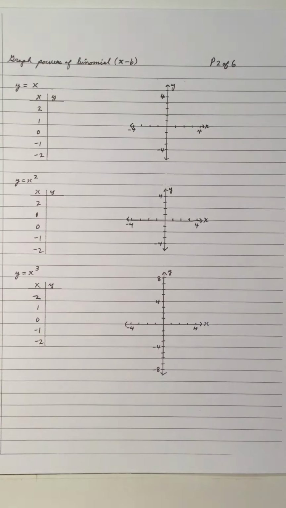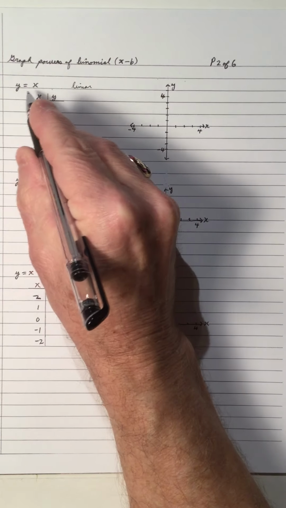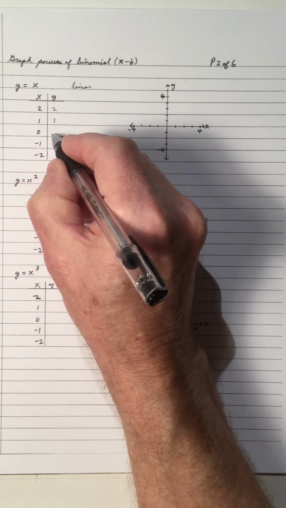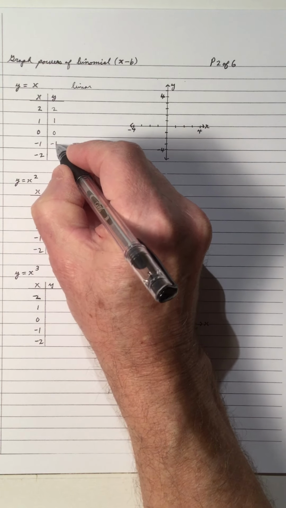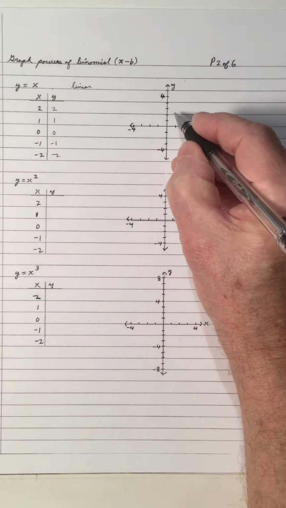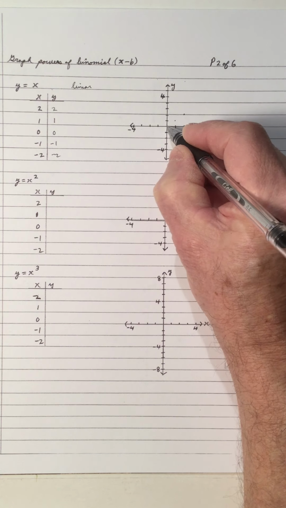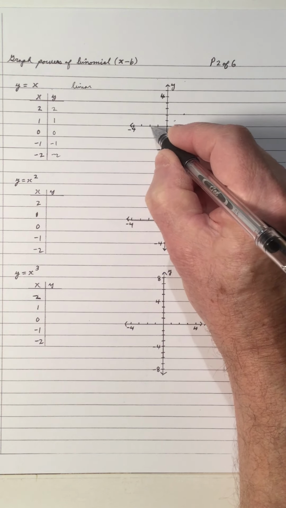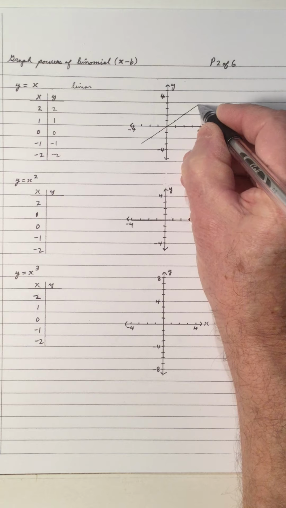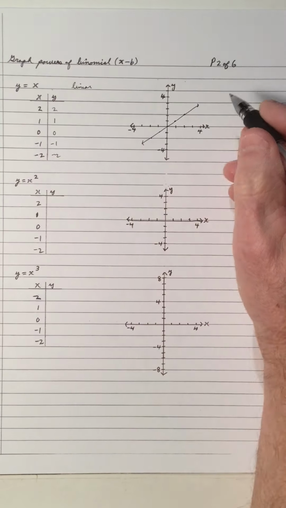It all starts with a linear. Y equals x, and a linear is a line. When x is 2, y is 2; x is 1, y is 1; 0, 0; negative 1, negative 1; x is negative 2, y is negative 2. And we graph that. So as you can see, this is a line that's going up through the middle, and it's y equals x.